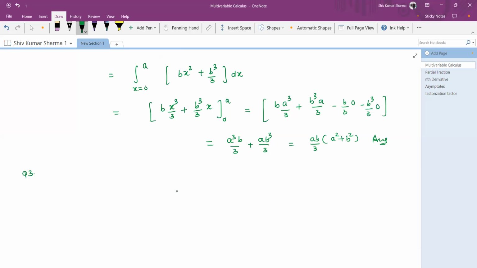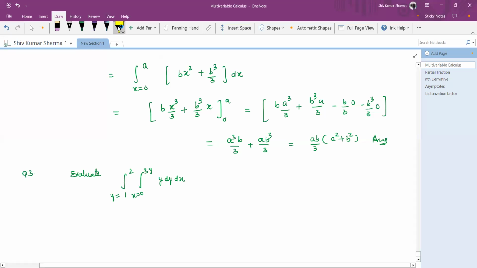When one limit is constant and one is variable, we take one problem related to that. Evaluate the integral 1 to 2 and 0 to 3y, y dy into dx. Remember, when the variable limit is given in the form of y, this is obviously the limit for the variable x. So the first limit is for y, and this limit is for x. In such cases, we solve first the variable limit, then the constant limit.